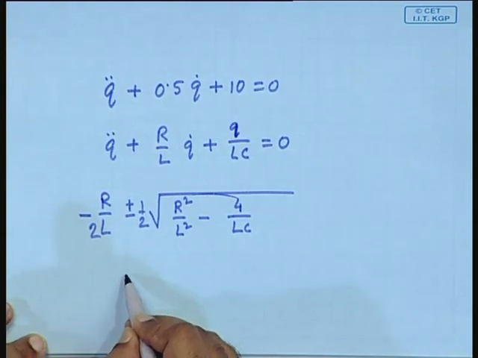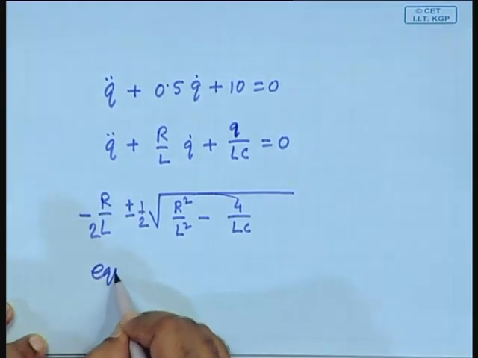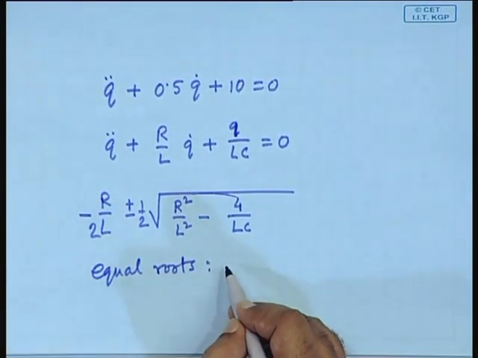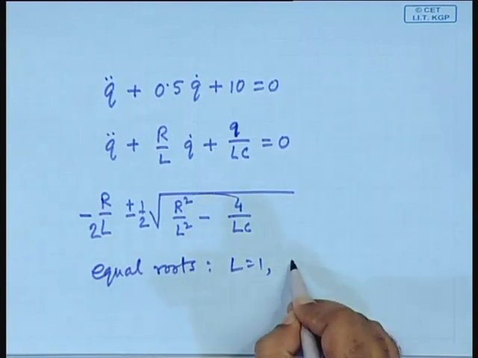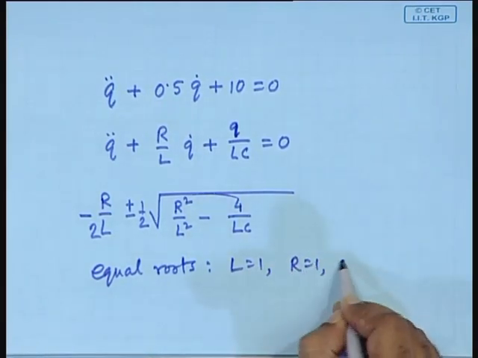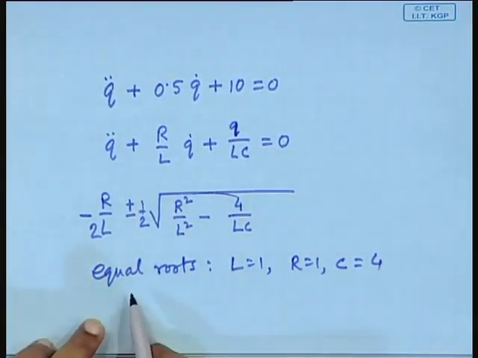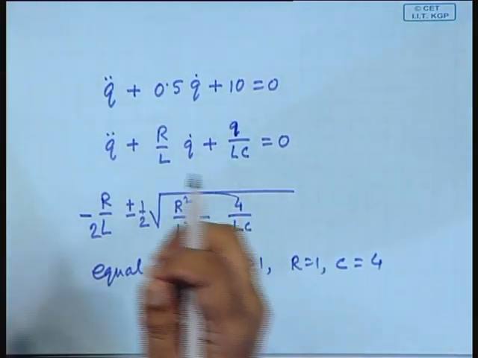Okay, so equal roots would be, give me a good suggestion. L is equal to 1, R is equal to 1, C is equal to 4. Okay, fine. And for what condition will it become real and distinct? R greater than this. Good. Let's check.